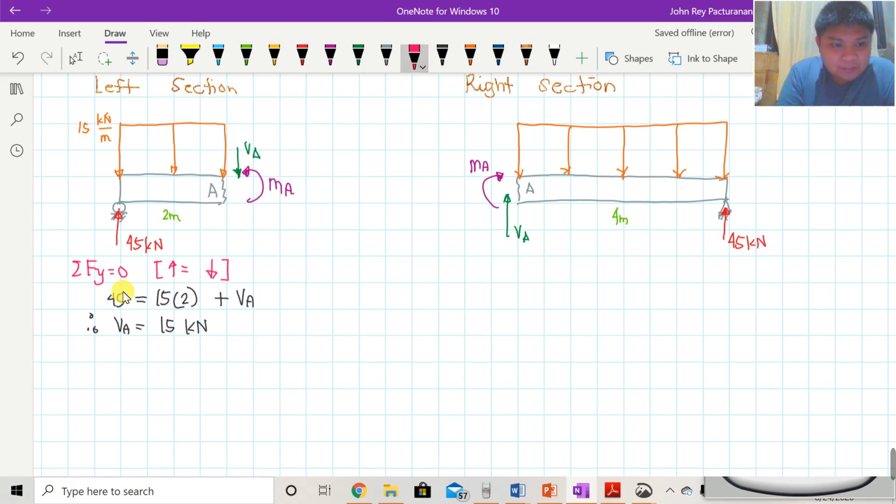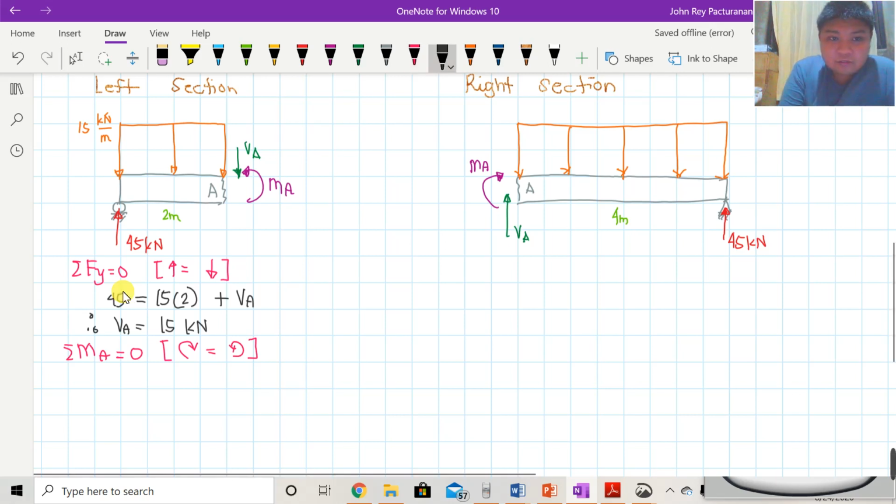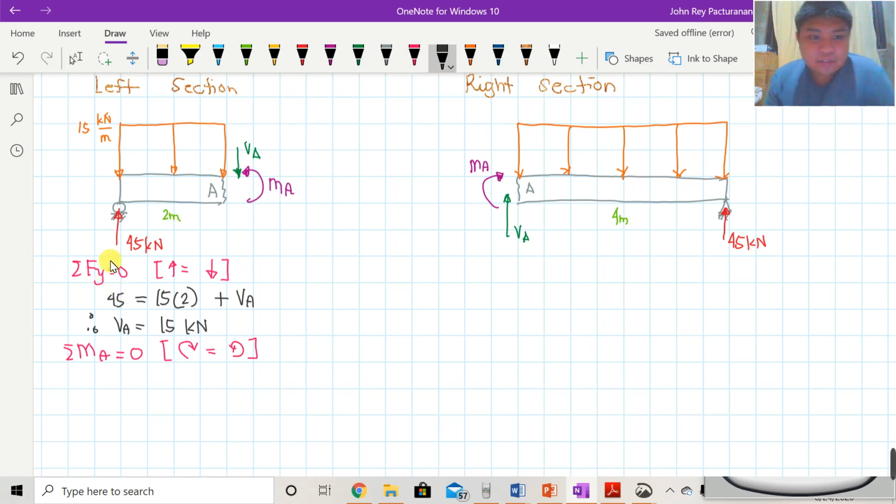Okay? So, on the other hand, para mahanap mo lang yung moment, ganun lang ang gagawin nyo. Summation moment at A equals 0. So, this is clockwise equals counterclockwise moment. Malamang, may ko-consider tayong 45, and this 45 class is a clockwise moment, no? From point A, remember, pag sinabi natin point A, ito yan. Okay? So, yan yung point A. From point A, 2 meters ang distance ni 45 kilonewton. So, yun yung moment arm and it is clockwise.